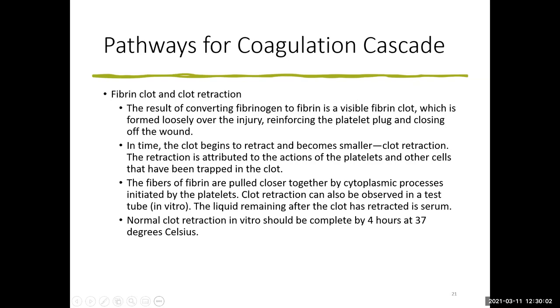If you've ever pulled off a scab, after it's been healed for a few days, you pull it off, the hole is not as big as it used to be. So sometimes that scab may still bleed a little bit. It depends on how much of that fibrin clot is still there.